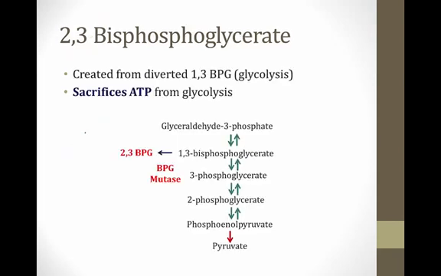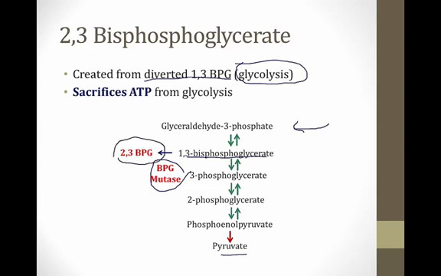There's a tie-in with biochemistry involving 2,3-BPG, and that is because 2,3-BPG is synthesized from diverted 1,3-BPG, which is a glycolysis intermediate. Shown on the screen here are the last several steps of glycolysis, where glycerol 3-phosphate is converted into pyruvate. One of these steps involves synthesis of 1,3-bisphosphoglycerate, and red blood cells have an enzyme called BPG mutase, which can divert some of this 1,3-bisphosphoglycerate into 2,3-BPG.